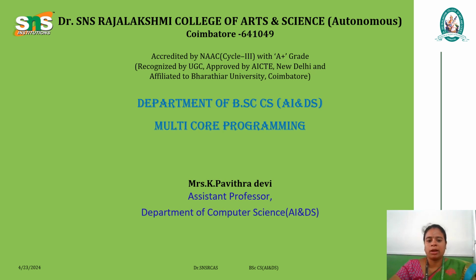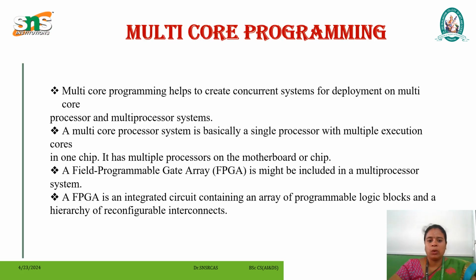Now I am going to take the class about multi-core programming. First, what is multi-core programming? Multi-core helps to create a concurrent system by deploying multiple core processors and multiprocessor systems. A multi-core processor system is basically a single processor with multiple execution cores in one chip. It is multiple processors on the motherboard or chip.